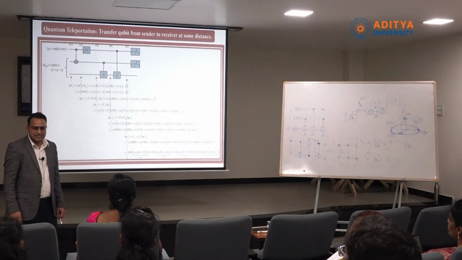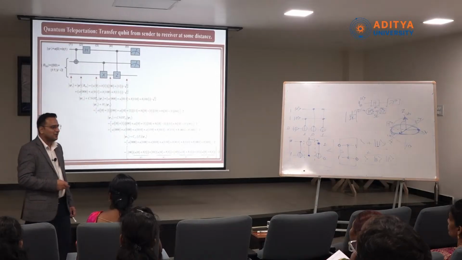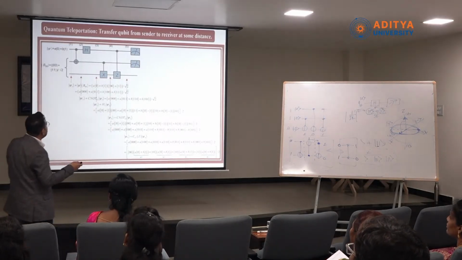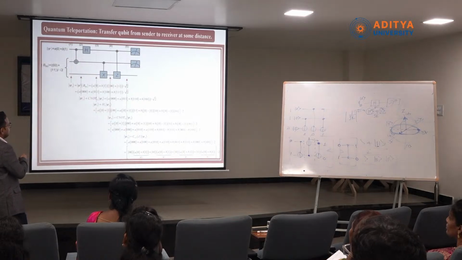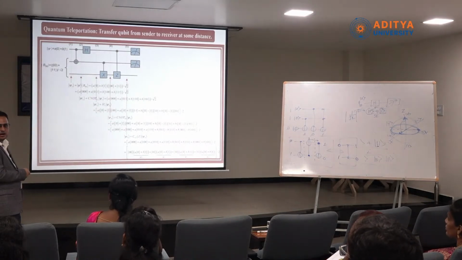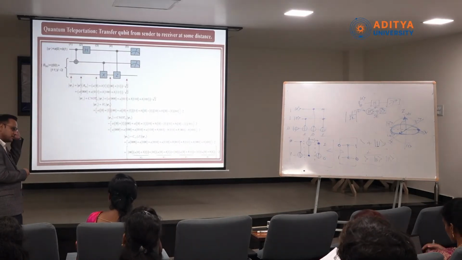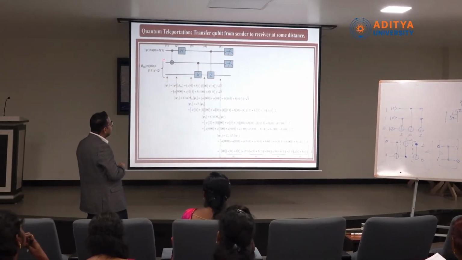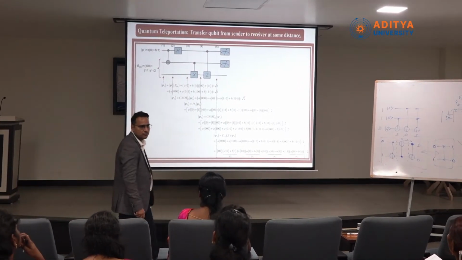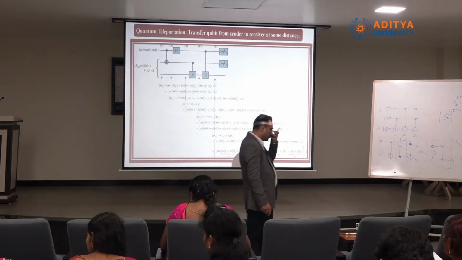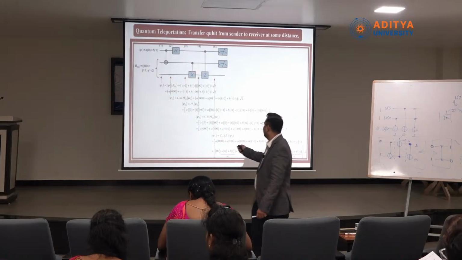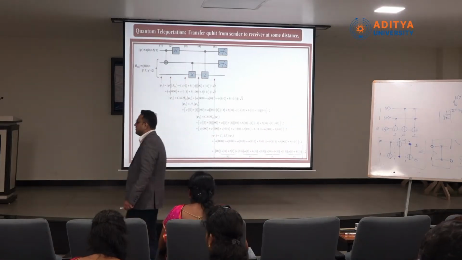The circuit is simple. Very simple circuit. If you look at the left side, note down by your own: there are 3 wires. How many wires? 3 wires. The initial 2 wires, first and second, belong to the sender. Note that down. And this third wire belongs to the receiver.